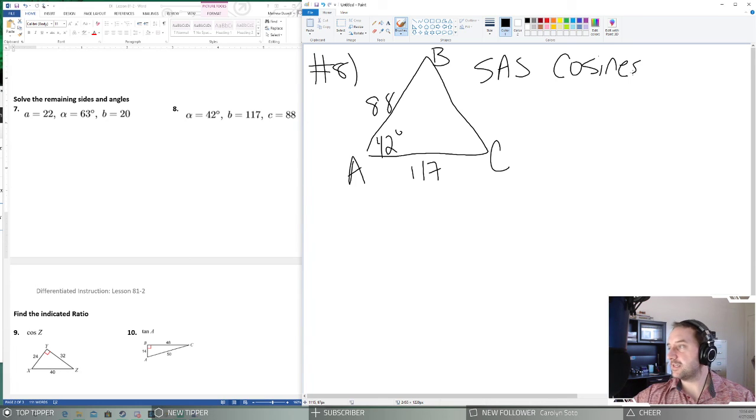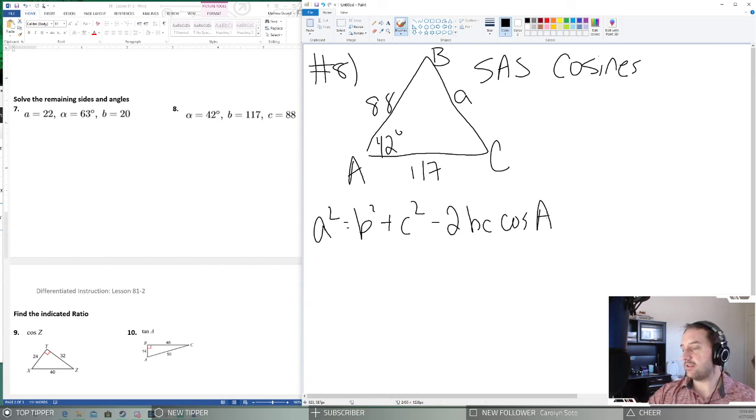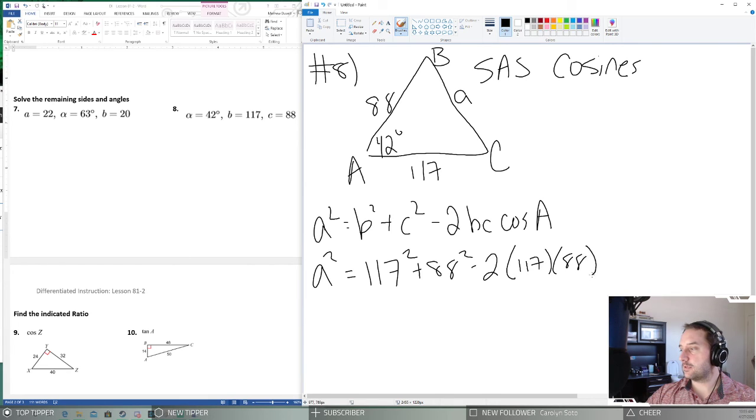And so in this instance, I need to find side A first. So this is going to be A squared equals B squared plus C squared minus 2bc cosine A. So I just plug everything in. So it's going to be a squared equals 117 squared plus 88 squared minus 2 times b times c times the cosine of a.